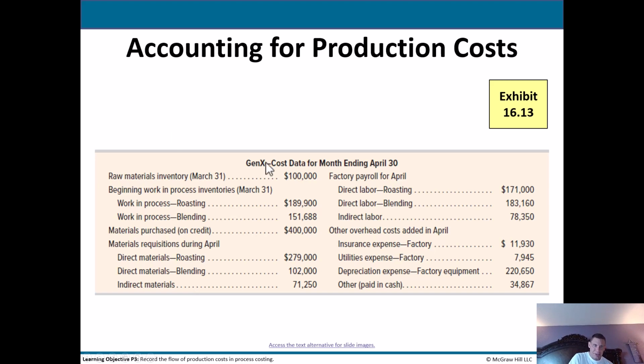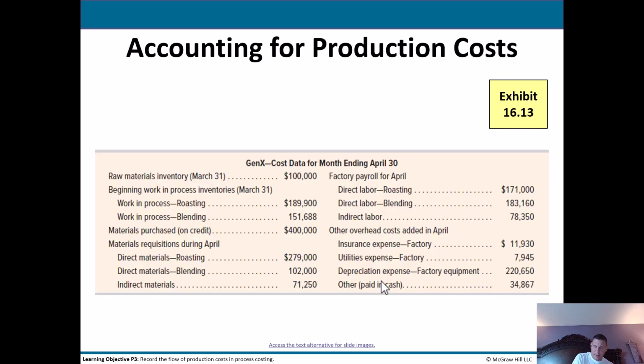This is just some of where these numbers are that they're attaching to different departments. For example, raw materials inventory, last day of March, 100 grand. Beginning work in process inventories, March 31st. Basically, what they mean by that is the first day of April. And then they've got the 2 beginning inventories for the departments, roasting and blending. They've got materials that they purchased on credit, 400,000. They've got material requisitions during April, and so on and so forth. Over here, they've got the factory payroll for April. They've got other overhead costs that they added during the period.